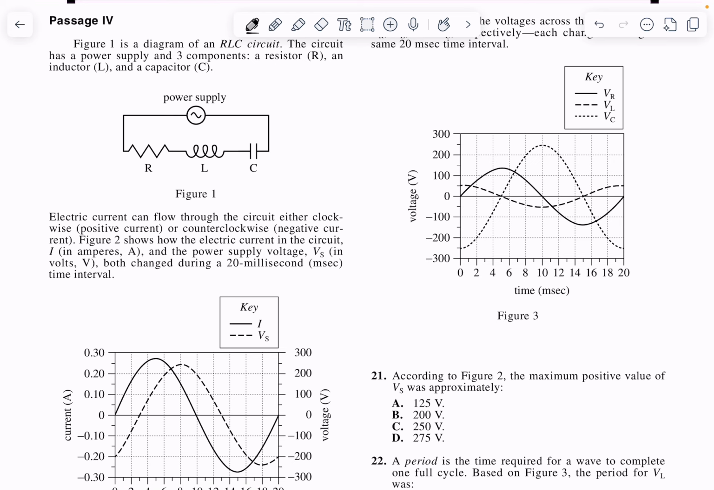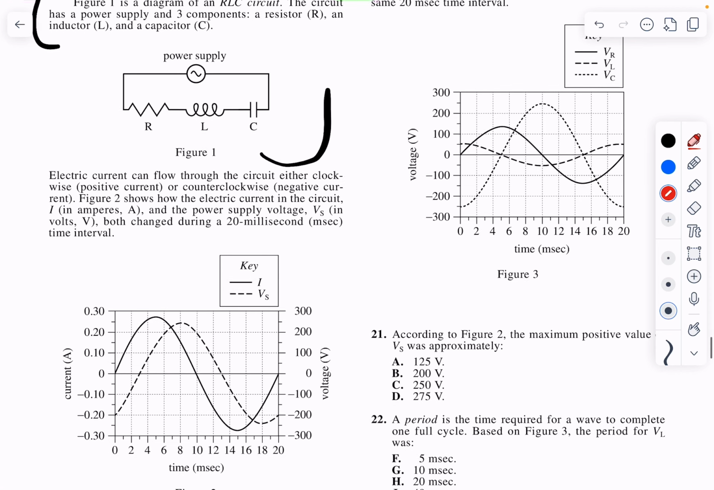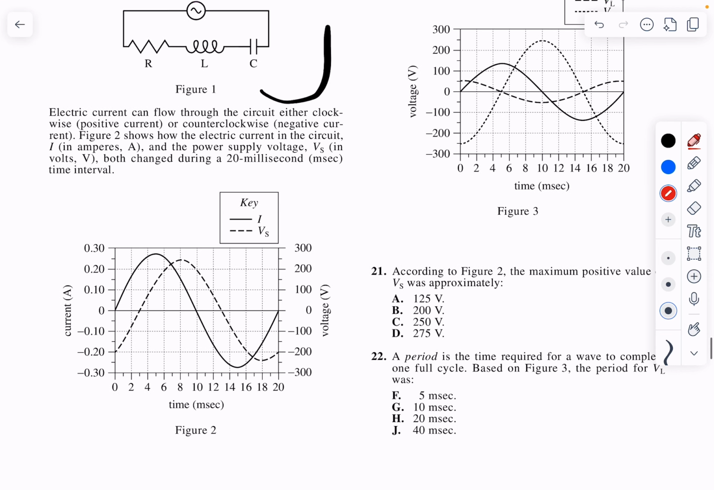So typically what you want to do is look at the intro part that they've got here and continue on from there. So let's move this. It says figure 1 is a diagram of an RLC circuit. The circuit has a power supply and 3 components: a resistor, R, an inductor, L, and a capacitor, C. So we're looking at electricity in this one. And that's good. So let's jump straight into the questions now.